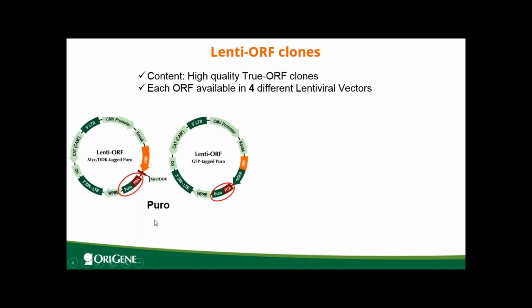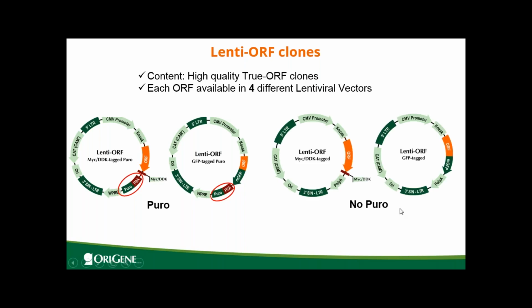This shows 2 Puro vectors, with Puro under P2A. One has a C-terminal fusion, a DDK tag. DDK is the same as a FLAG. You can use the tag antibody to detect the protein expression or for protein purification. And this one has a C-terminal fusion GFP tag, so it's a GFP tagged vector, so it can be used for subcellular localization.